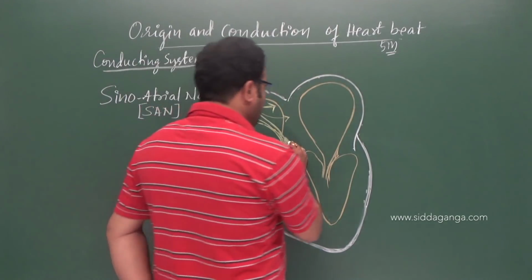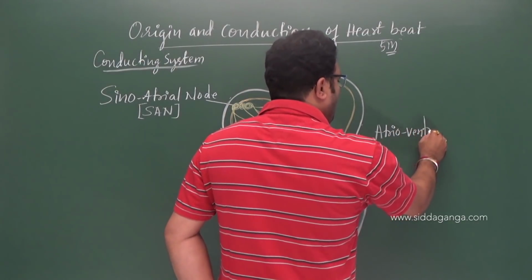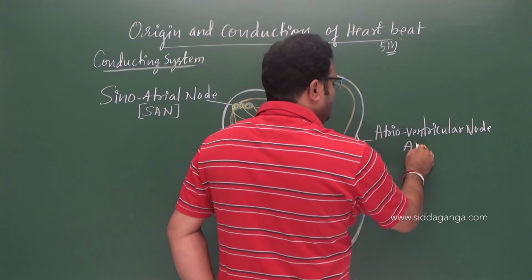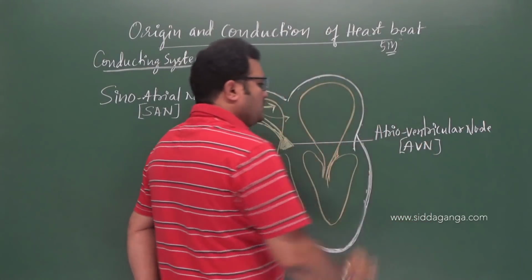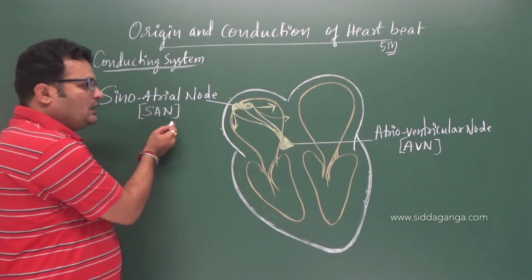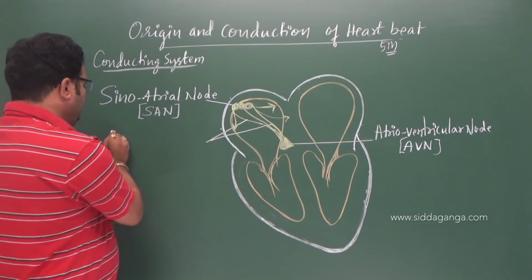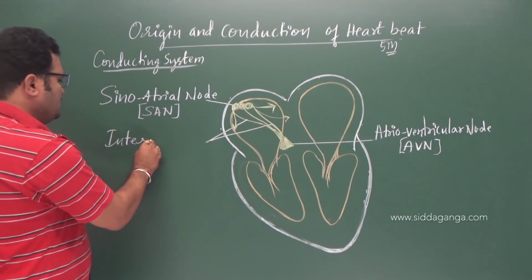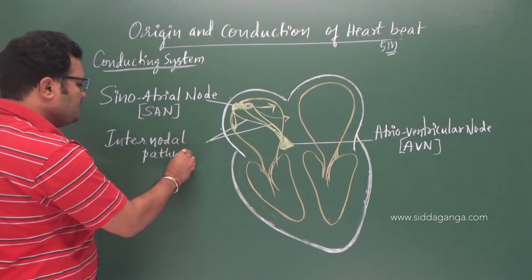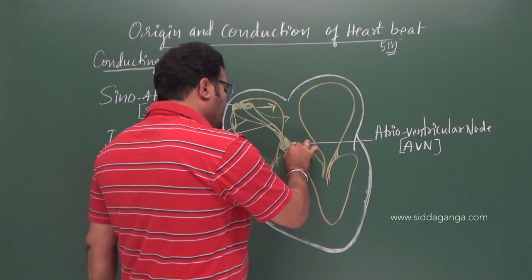And this one is known as the atrioventricular node, abbreviated as AVN. Very important, you need to remember the sinoatrial node and the atrioventricular node, and these are the internodal pathways. From this AVN, it leads down.